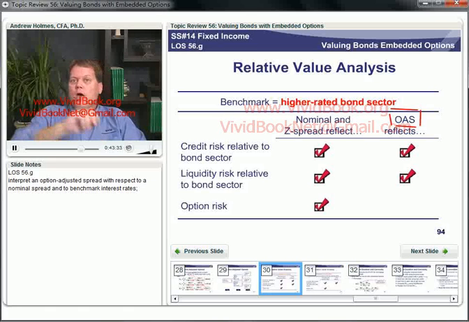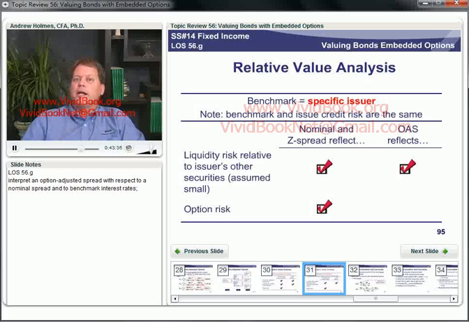All right. Okay, so here is if we're looking at it relative to the specific issuer. So you're looking at the nominal and Z-spread. That's a compensation for option risk and liquidity risk. Because we're using the same issuer, there's no difference in credit risk, so we don't have to worry about that. The OAS, once again, takes out the option risk, so it is the option removed spread.